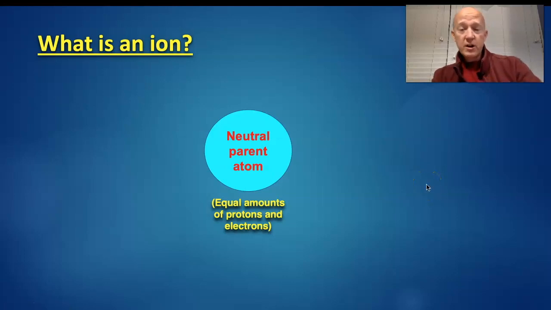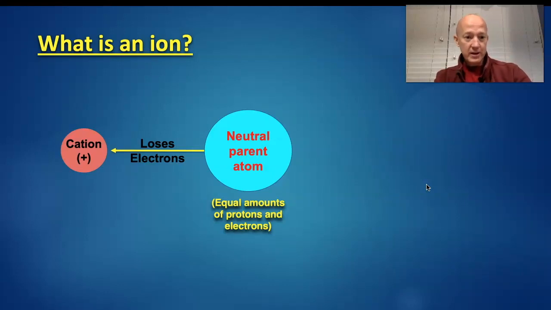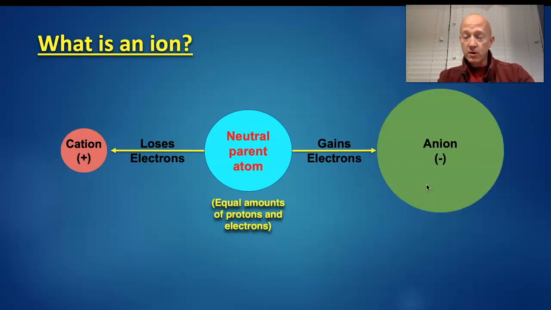So since electrons are negatively charged, an ion that has lost electrons will have a net positive charge, and we call these cations. We'll look at that. Okay, so far so good. An ion that gains electrons will have a net negative charge. We call those anions.